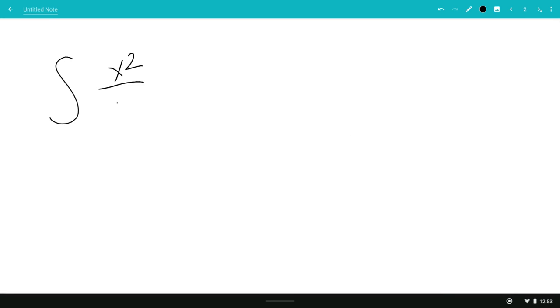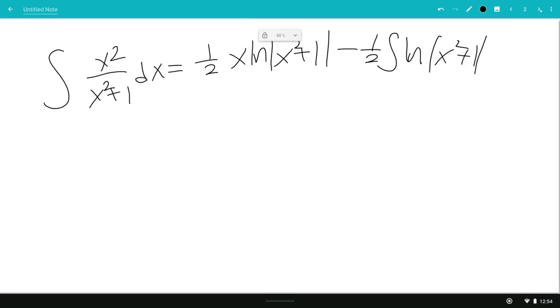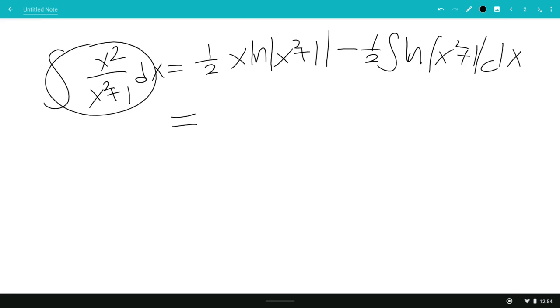The derivative of x is just 1, plus minus, so we'll have the integral of x squared over x squared plus 1 dx equal to 1/2 x ln absolute value of x squared plus 1 minus 1/2 integral ln absolute value of x squared plus 1 dx. And this will lead to a cool identity for an integral. We found out earlier that this integral is also equal to x minus inverse tangent x plus c.